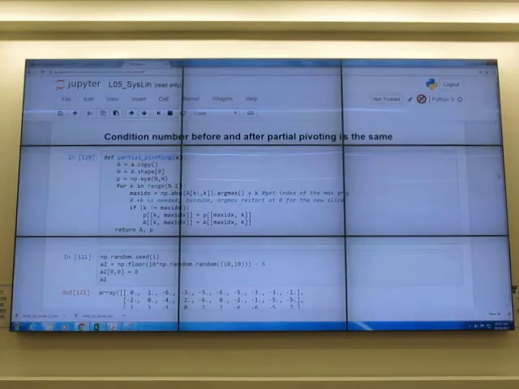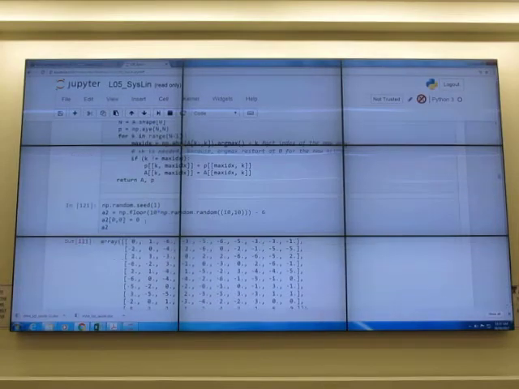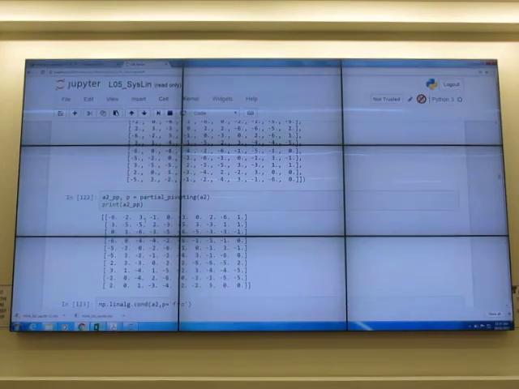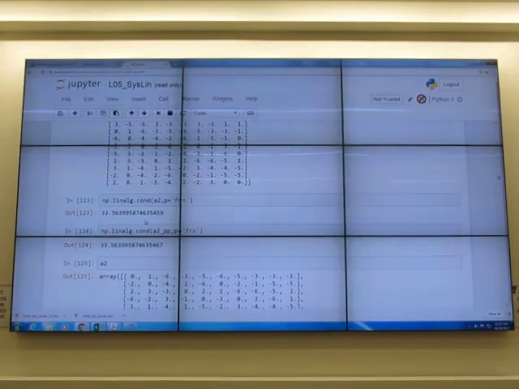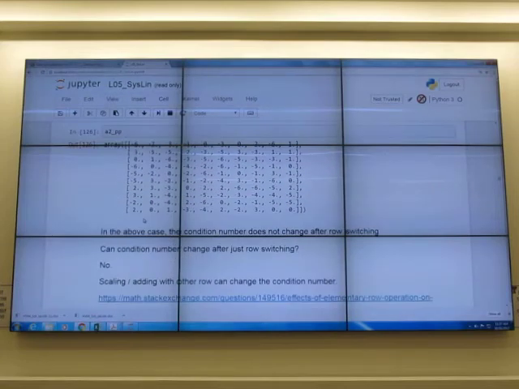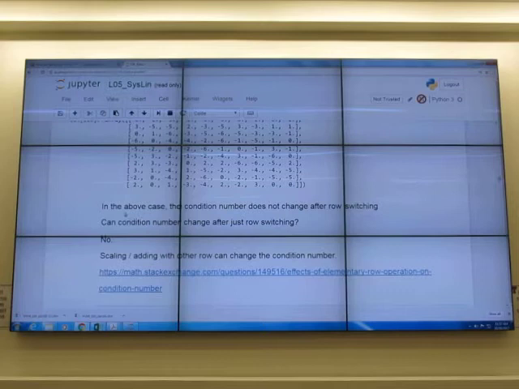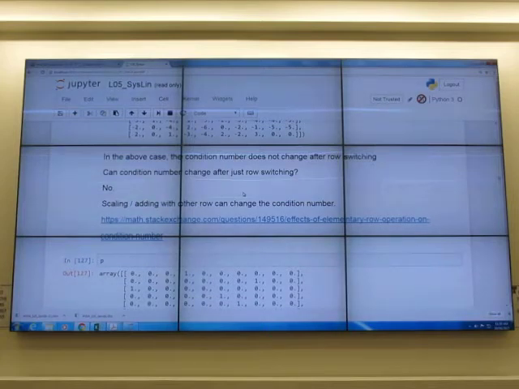Okay, condition number before and after partial pivoting is the same. That's what I got. Okay, let's take a look. That is just partial pivoting. It's just a swap. I have this one before swapping, this one after swapping. Condition number, they're just the same. It doesn't distinguish between with and without pivoting. In both cases, the condition number does not change after row switching. Can condition number change after row switching? No, I got that answer from Math Stack Exchange. Scaling or adding with another row can change the condition number, but not just row pivoting.